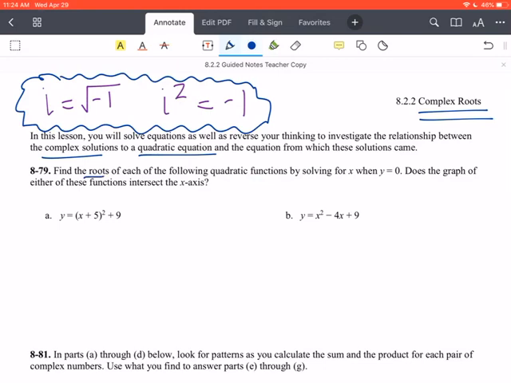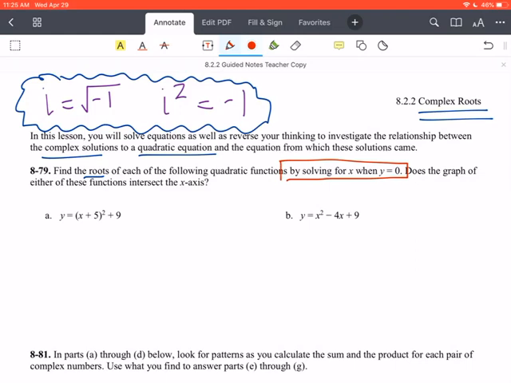For each of the following quadratic functions, they're giving us a lot more information than we really need. They're saying, solve for x when y is 0. Well, yes, that's what an x-intercept is. Then we're asked, after you find the solutions, do the solutions tell us that the function is going to intersect the x-axis? So let's first find those roots, those x-intercepts.